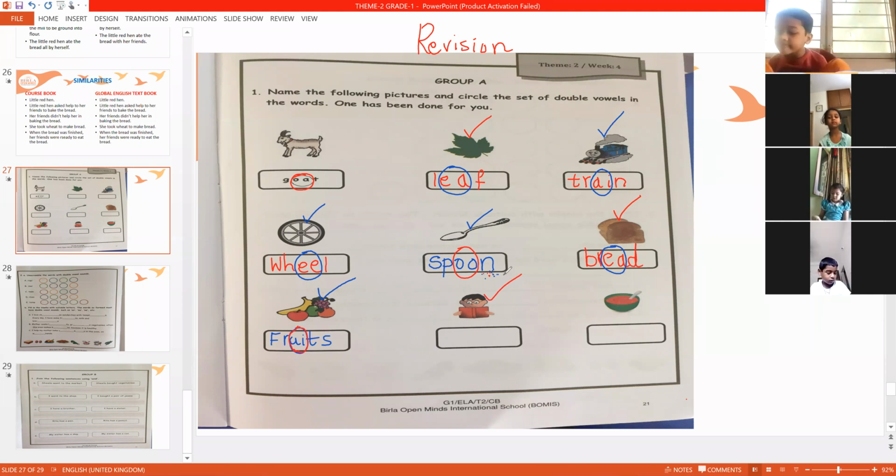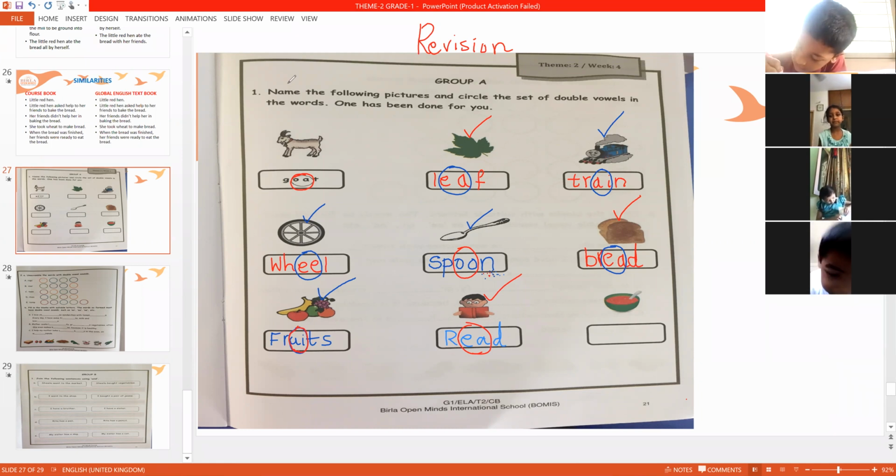What is the next picture you have? The boy is reading. Yes, reading. So, we will write here. In read, can you see two vowels? Yes, come on, tell me the two. What are the two vowels here? E and A. Yes, E and A are vowels.